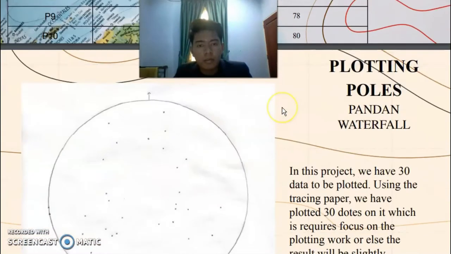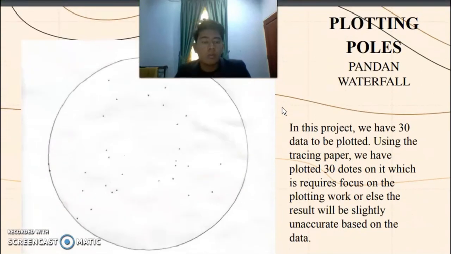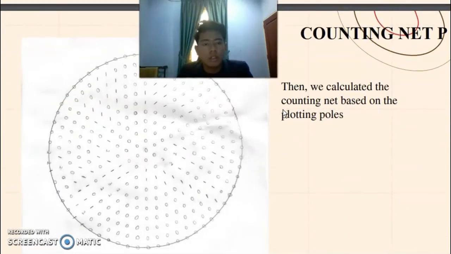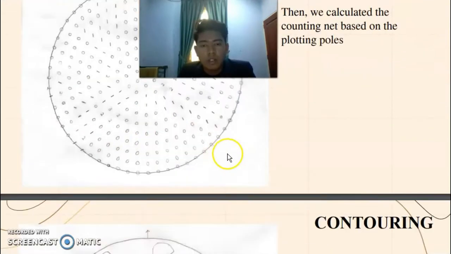Next, I want to explain about the plotting process and the stereonet. In this project, we have 30 data to be plotted. Using the stereonet paper, we plotted 30 dots on it, which requires focus on the plotting work, or else the result will be slightly inaccurate based on the data. Then we calculate the contour based on the plotting. So as you can see, this is the contour for this project.